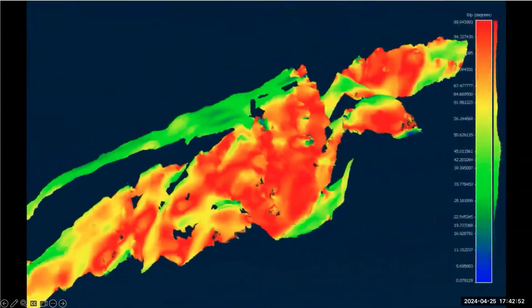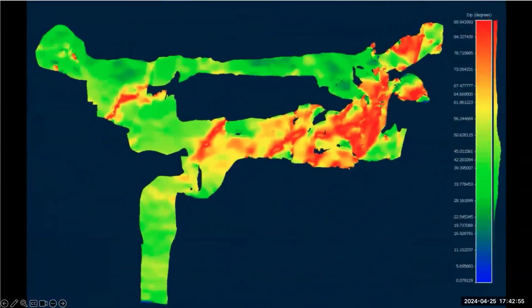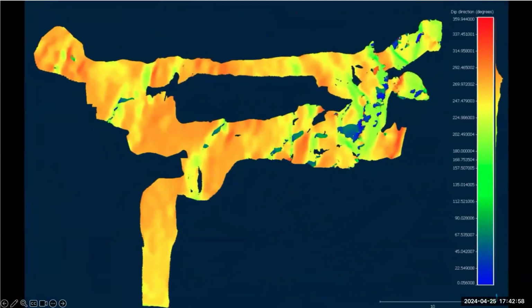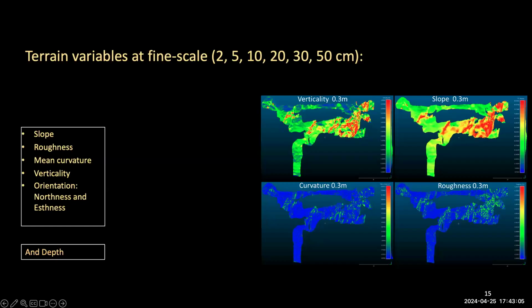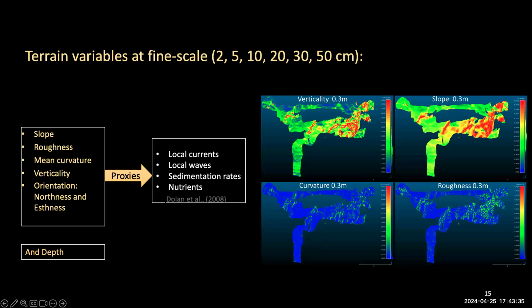Now what you are looking at are the terrain variables derived from these point clouds created from these images and coordinates. So I'm going to talk more about which variables I used here. So first of all, I used 6 scales: 2, 5, 10, 20, 30, and 50 centimeters. And the variables I looked at were slope, roughness, mean curvature, verticality, and orientation. Why? All these terrain variables seem to influence species presence, but it is because they are proxies of community structuring factors that are harder to measure in the deep sea, such as sedimentation rates, local currents, and nutrient availability. I also used depth because we know this is an important variable.